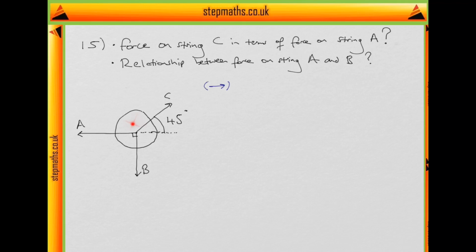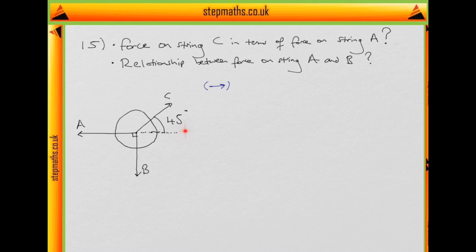So we have a force A pulling to the left, and as B is perpendicular to the horizontal direction, it has no effect on the horizontal motion of the ball, so we can ignore B. Now, in terms of this direction, we have the force C pulling at 45 degrees to the horizontal. So in fact, the component of C acting in the horizontal direction will be C cosine 45 degrees. The entire force does not act horizontally. You must resolve it to get C cosine 45 degrees.